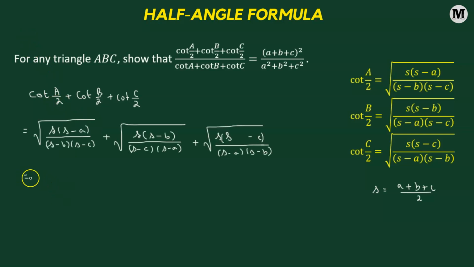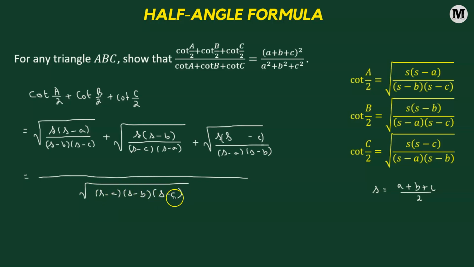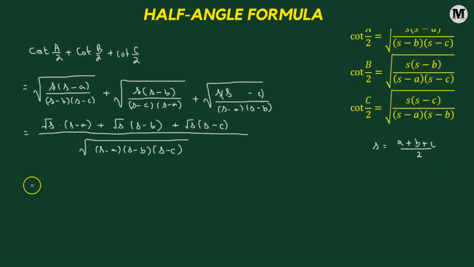Now what we can do, we can combine the three terms. So our common denominator is going to be the square root of S minus A times S minus B multiplied by S minus C. Fine. And in the numerator, we have square root of S multiplied by S minus A added to square root of S multiplied by S minus B added to square root of S multiplied by S minus C. Fine. Now we're going to take square root of S as the common factor in the numerator. So this gets multiplied by 3 times S.